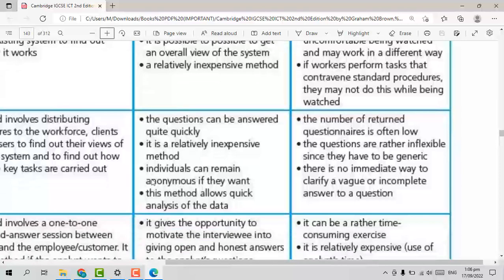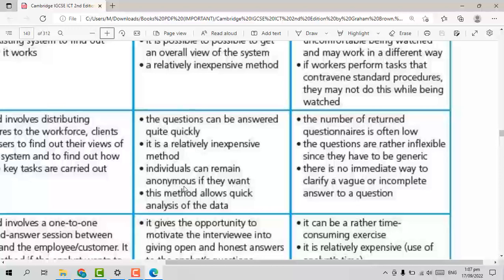Individuals can remain anonymous if they want. Now, what does this mean? When you're writing a questionnaire, you don't actually have to write your name. So you would give your honest opinion about this. Individuals can remain anonymous if they want. You have the option to write your name, or you can just skip your name out, right?